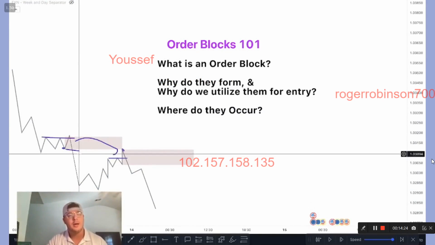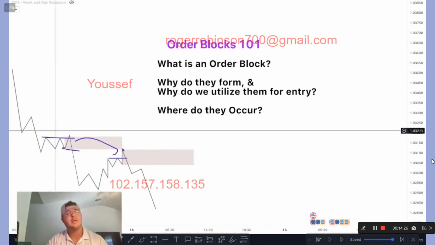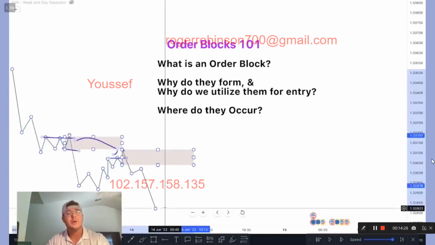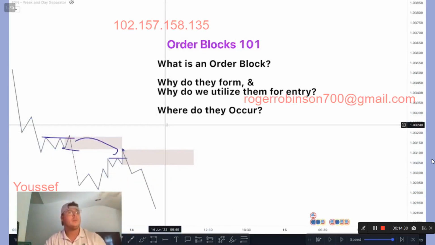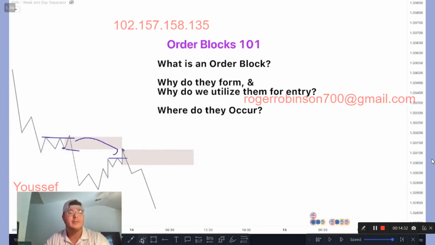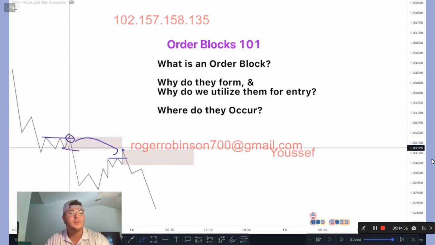But before we get into the nuances, intricacies, and complexities, we need to understand fundamentally what order blocks are. So now that we understand conceptually what they are and where they occur, right? Because they occur at areas that have relevance. We see that this whole momentous move was caused from this area right here. So it makes sense for an order block to lie here.